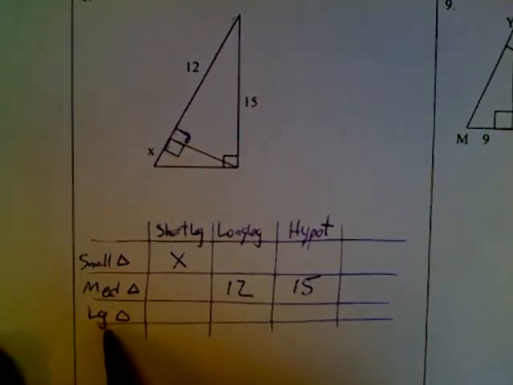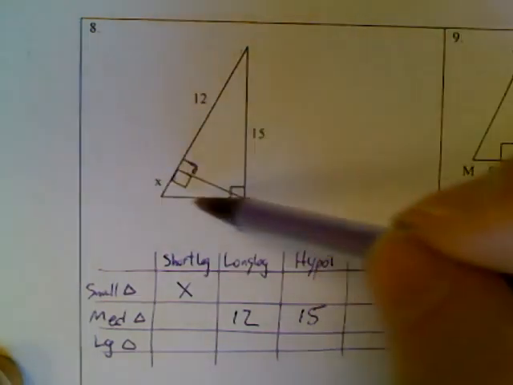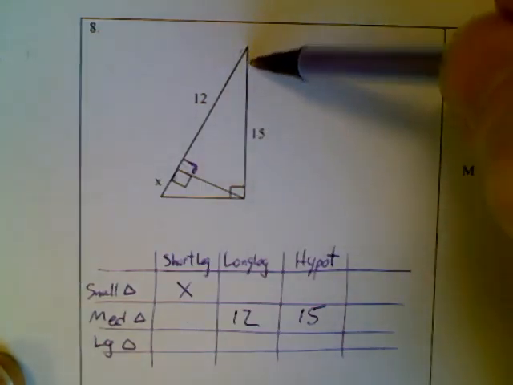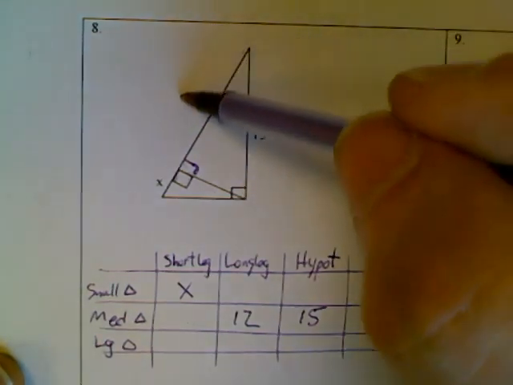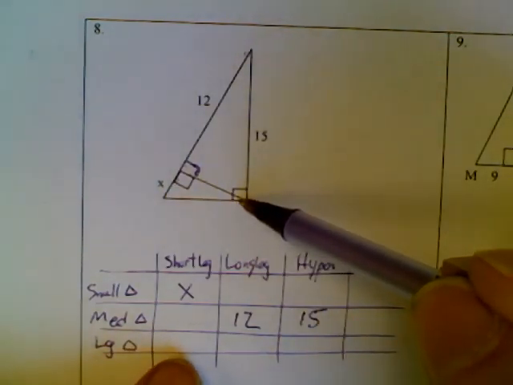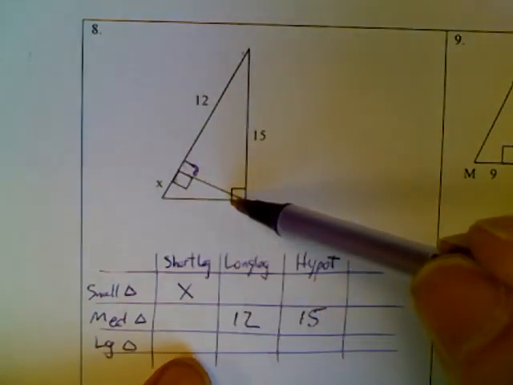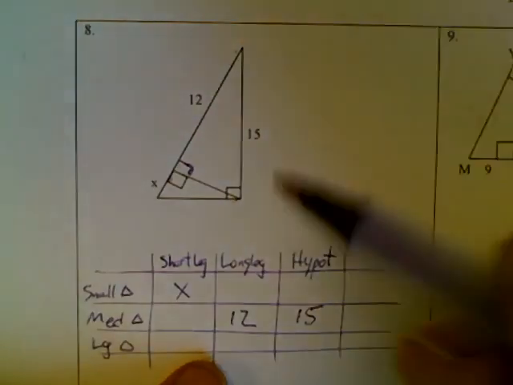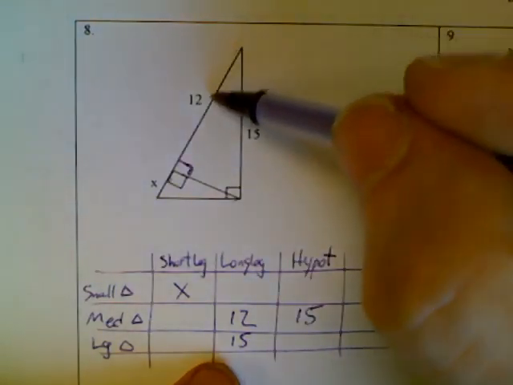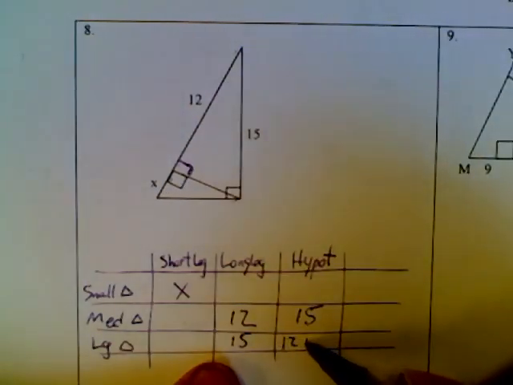Now let's consider the large triangle, the whole thing. Okay? That large triangle has a short leg here, a long leg there, and the hypotenuse is this whole thing. The short leg is blank, so I will leave short leg blank for the large triangle. For the large triangle, the long leg is 15. And for the large triangle, the hypotenuse is this whole thing, 12 plus x.